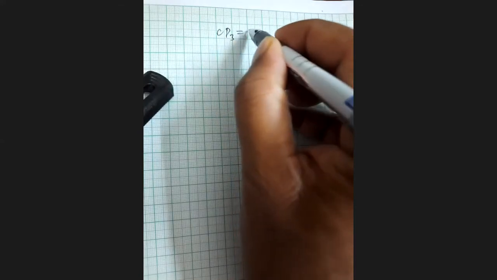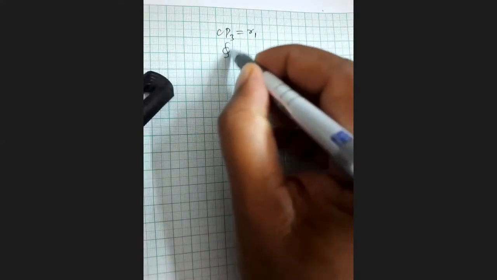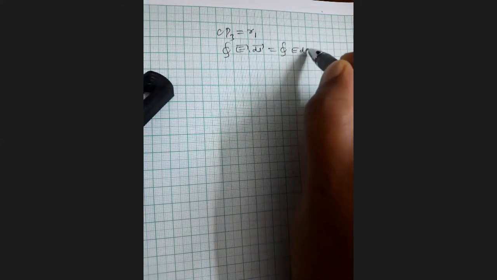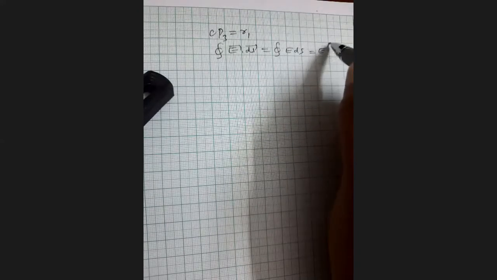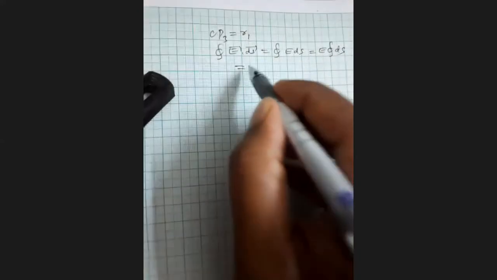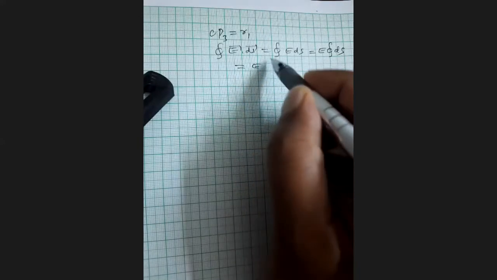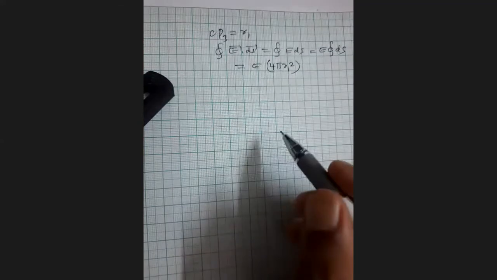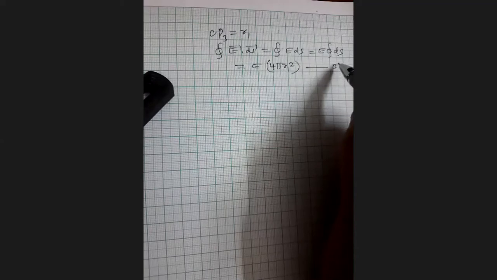For the point P3 located inside the non-conducting sphere, OP3 we consider as r1. Then, applying the flux through that surface, closed integral E bar dot ds bar equals the same integral of E ds, that equals E into closed integral ds, since E is constant. Integral of ds is the spherical surface area, 4 pi r1 square. This is equation 3.